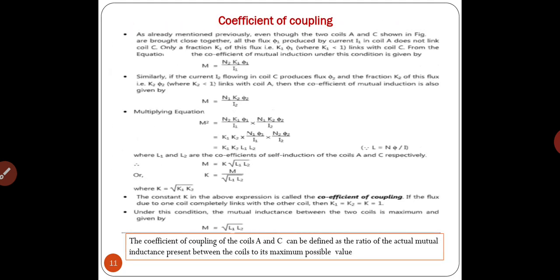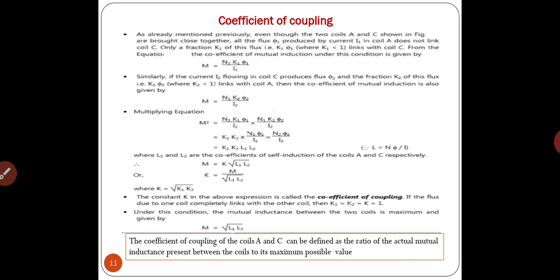Coefficient of coupling. How better it is coupled from primary to secondary is given here with the expression M is equal to root of L1 into L2. So, as far as coefficient of coupling is concerned, we have M is equal to N2 into K1 into phi1 by I1, and M is equal to N1 into K2 phi2 by I2. So we have two expressions for primary and secondary mutual inductance.